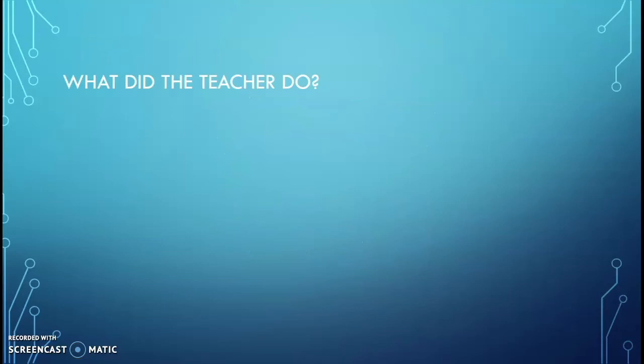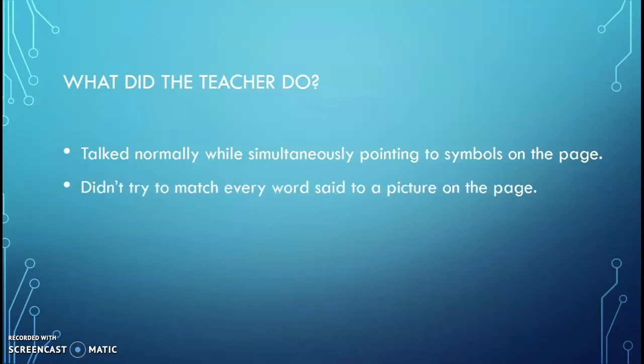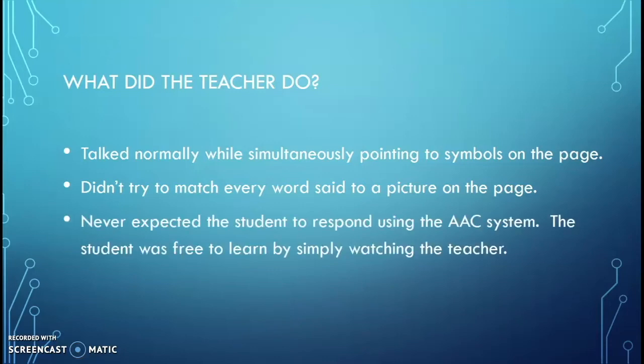Okay, did you notice what the teacher did in that video? A couple things I want to point out. He just talked normally while simultaneously pointing to symbols on the AAC app on the iPad. He didn't try to match every word he said to a picture on the page. He used 1, 2, or maybe 3 symbols per phrase to get the point across. And he never expected the student to respond using the AAC system. The student was free to learn by simply watching the teacher and taking it all in.